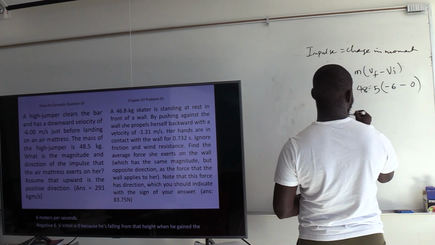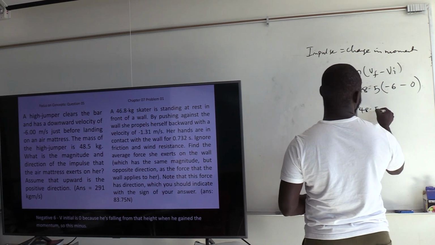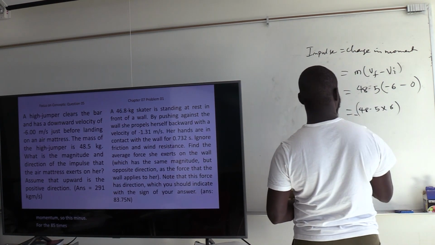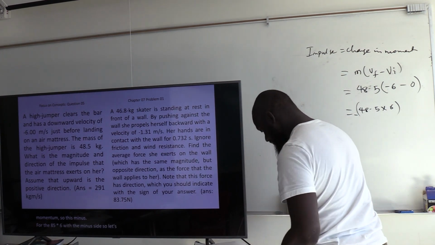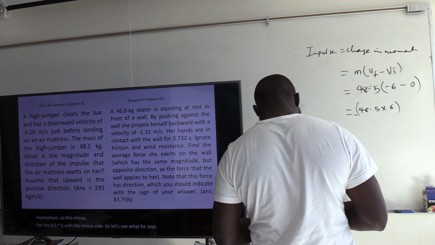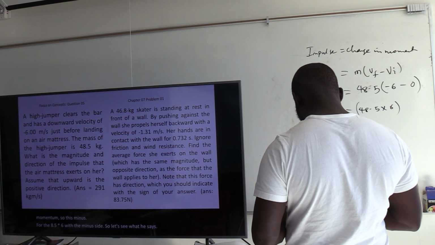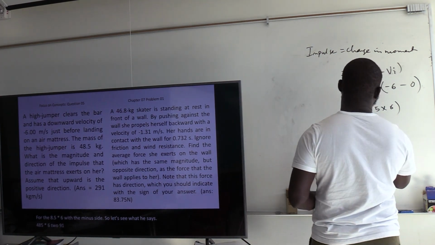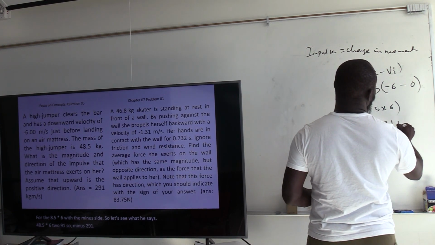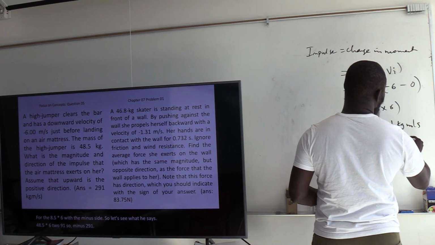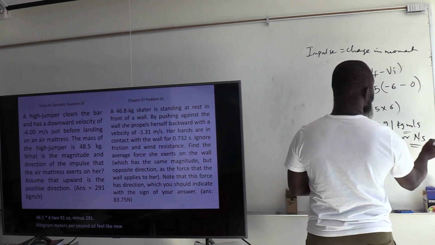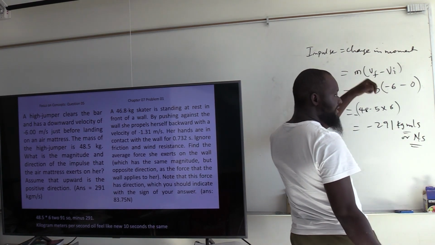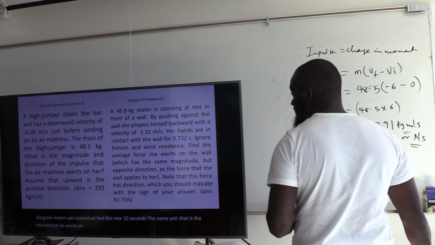So this is minus 48.5 times 6 with a minus sign. So let's see what that gives us. 48.5 times 6 is 291, so minus 291 kilogram meters per second, or if you like, Newton seconds, the same unit. That is the momentum he exerts on the mattress, or on where he falls down.